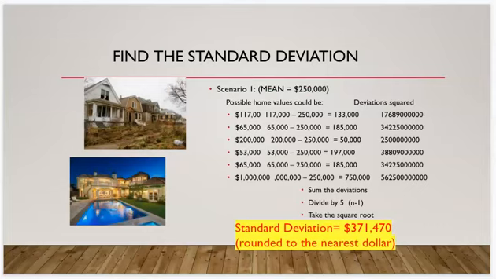When we find the standard deviation in scenario 1, where the housing prices are very spread apart, we get a standard deviation of $371,470. That's rounded to the nearest dollar. And the interim work there is you take each one of the data values, subtract off the mean, square them, sum them, divide by 5, because that's n minus 1, and then take the square root. And that will give you that value of $371,470.